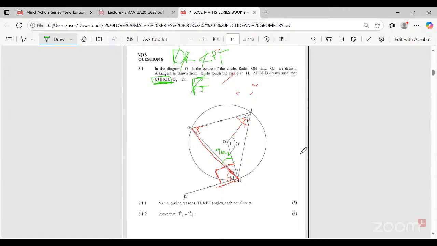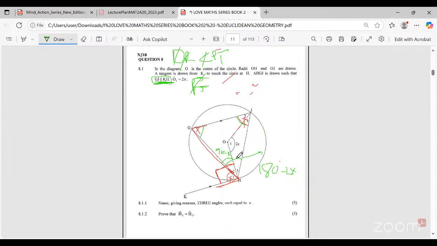Yes, so that is H2, right? Yes, sir. Now let's do this. Can we find the size of this angle? We can, because we have that angle. We can use the sum of all interior angles of a triangle to find that. Therefore, that angle will be equal to 180 degrees minus 2x, right? Yes, sir. The whole of that angle will be that.